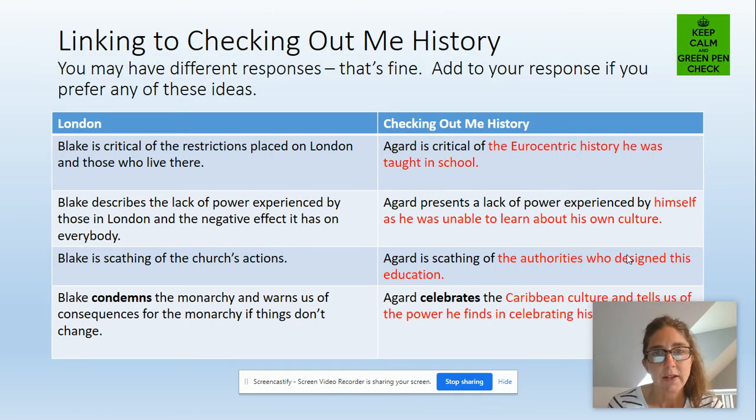In fact, because we want to help you, we've given you some ideas here. If you've got your own, perfect, or you might want to use some of these as well. What you can see here is how the ideas link. Blake's critical of the restrictions placed on London and people. Agard's critical of the history he's taught. Have a quick look through those, and then, no surprises, what we now need to do is take the Checking Out My History statements and complete the other elements of the paragraph for them.